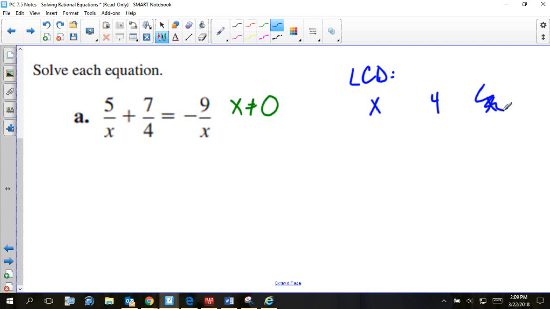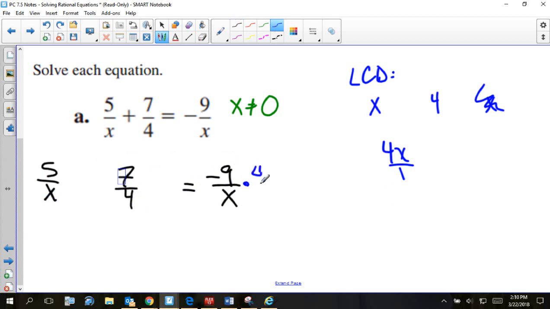When we did our LCM and we circled what's in common, I'm not circling anything. What did we do with the stuff that wasn't in common? We moved it down. So what's our LCD? 4x. So I'm going to multiply each fraction by 4x over 1. I'm going to multiply both sides of the equation by 4x over 1. So I put a 4x over 1 by each part of the equation, both sides.